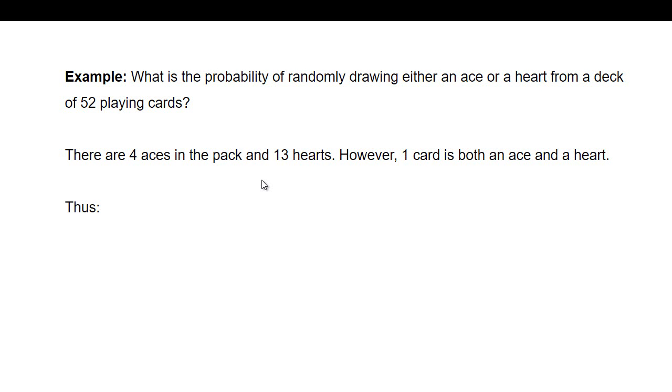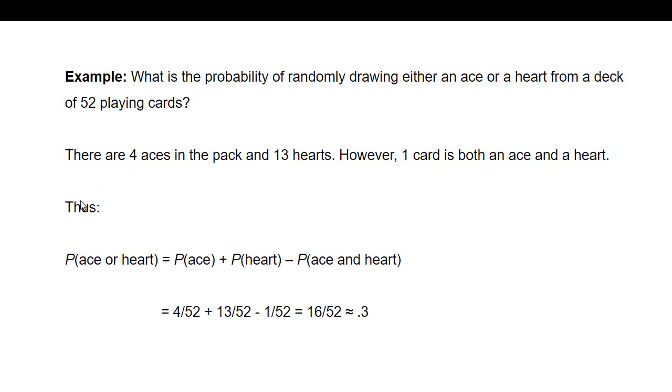So the probability of getting an ace or a heart is equal to the probability of getting an ace plus the probability of getting a heart minus the probability of getting an ace and a heart. There are four aces, so the probability of an ace is 4 over 52. There are 13 hearts, so that's 13 over 52, minus the probability of an ace and a heart. There is only one ace of hearts, so it's 1 over 52. At the end, this quantity reduces to 0.3. So the probability of getting an ace or a heart is 0.3.